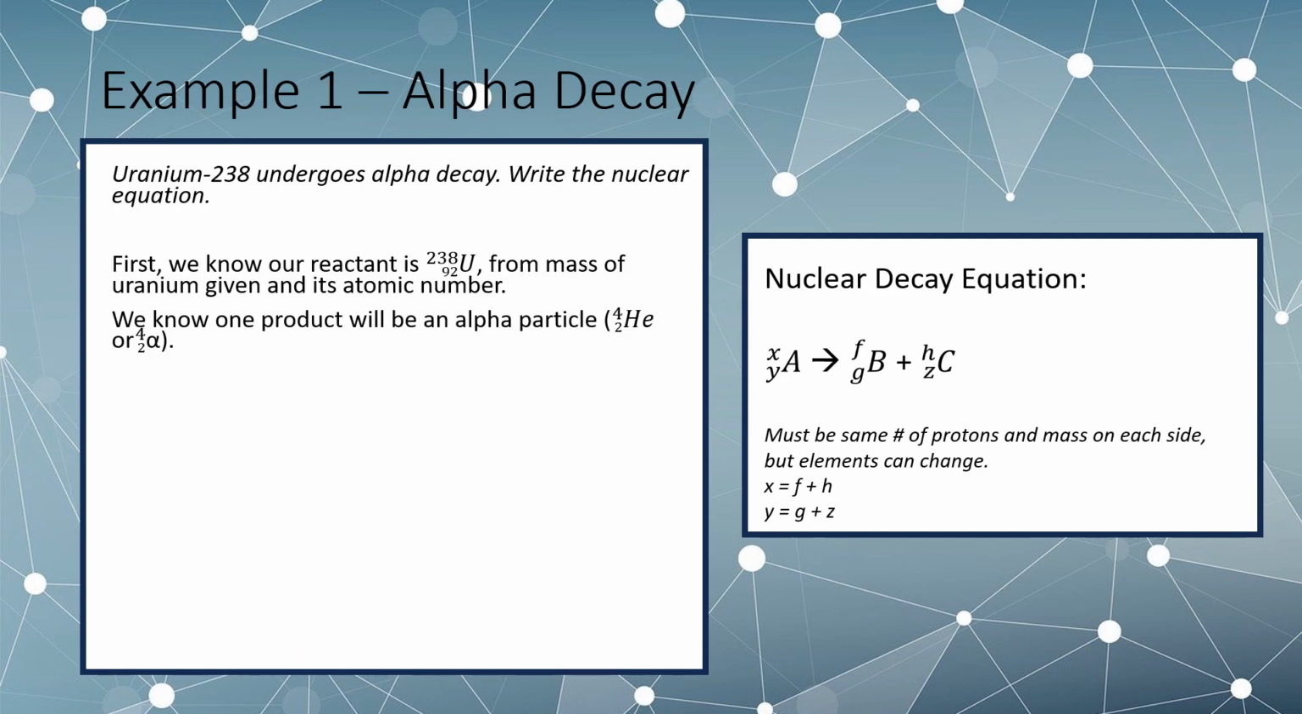Let's start looking at some examples now. Let's look at an alpha decay example first. So uranium-238 undergoes alpha decay, and we're told we need to write the nuclear equation.